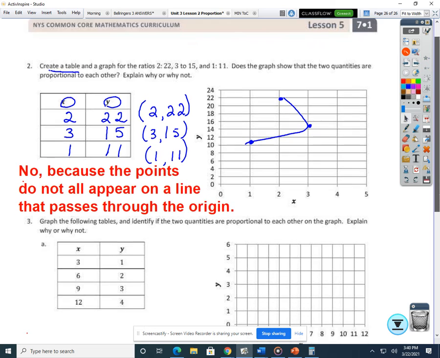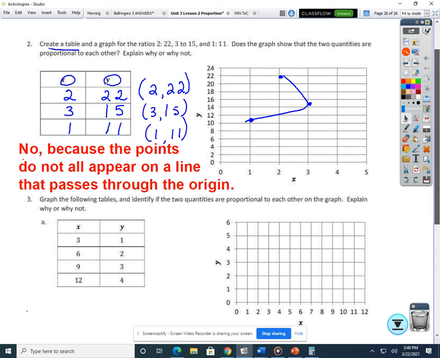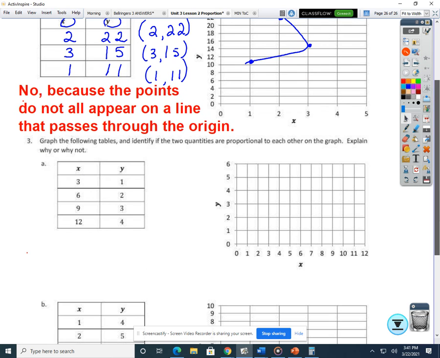Let's look at problem 3. It says to graph the following tables and identify if the two quantities are proportional to each other on the graph. Explain why or why not. All right, so we want to graph our first one. We will create our coordinate pairs for our x and y values. Our first one here is 3, 1, and we have 6, 2, followed by 9, 3, and finally 12, 4.